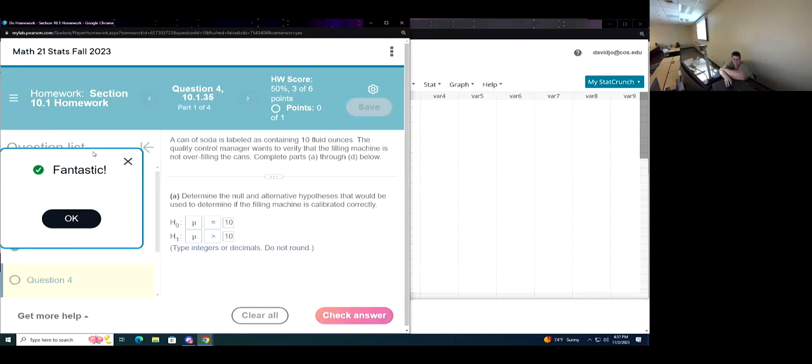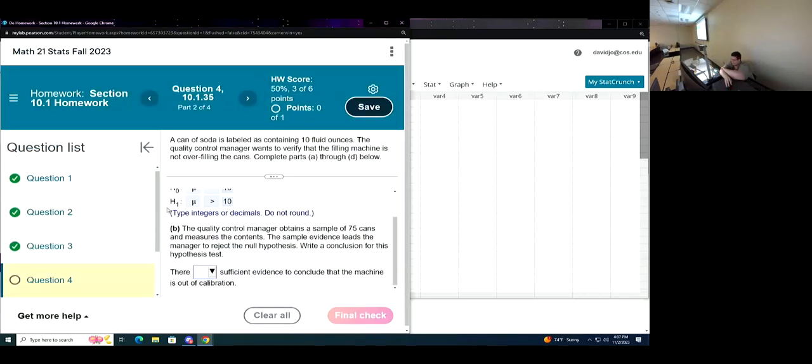So chapter 10, at least 10.1, is checking to see how well you understand what's going on with hypothesis tests and how this stuff works. If we reject H0, we support HA. If we do not reject H0, we do not support HA. Here it looks like they gave us some evidence. The quality control manager obtains a sample of 75 cans and measures the contents. And the sample evidence leads the manager to reject the null hypothesis.